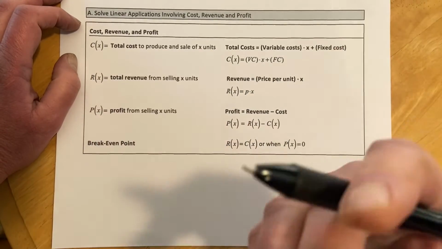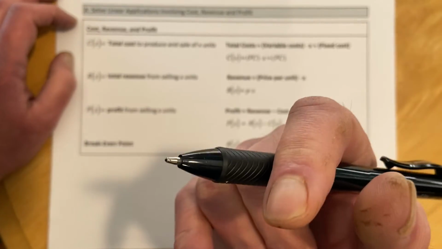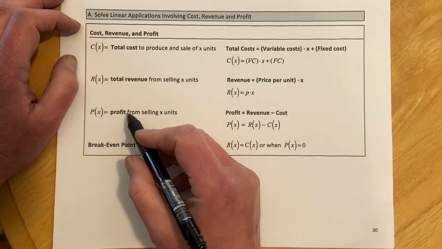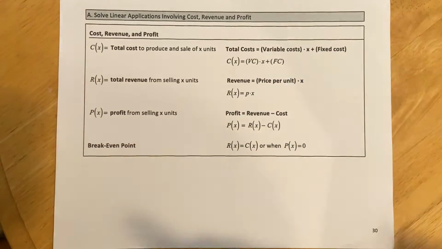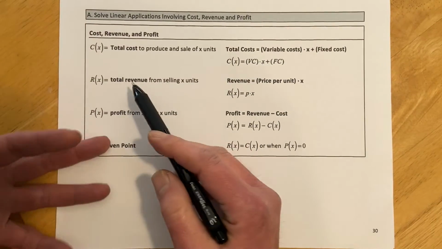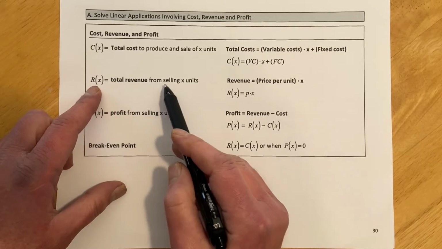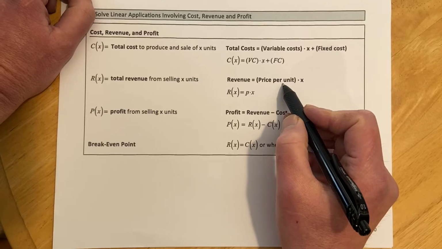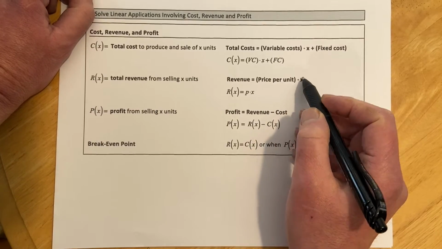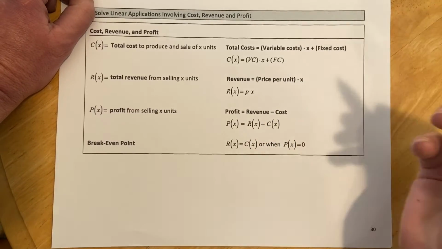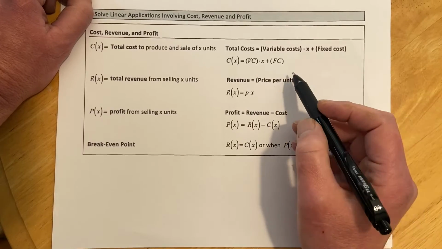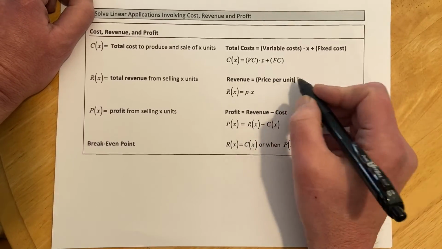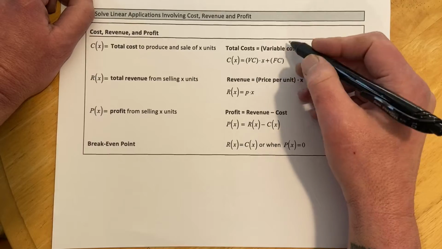Revenue. So revenue is how much money we're taking in. It's not how much money we get to keep. That would be profit. But revenue is like our gross. So that's going to be capital R of X from selling X units. And revenue is simply the price per unit times the number of units we sold. So if we're making these things and they're $3 and we're going to sell them for $10, then our revenue would be $10 times the number of units we sold.